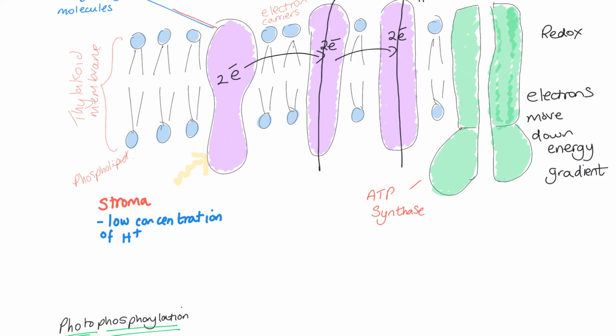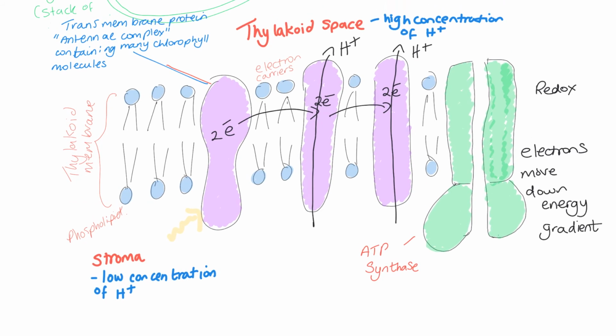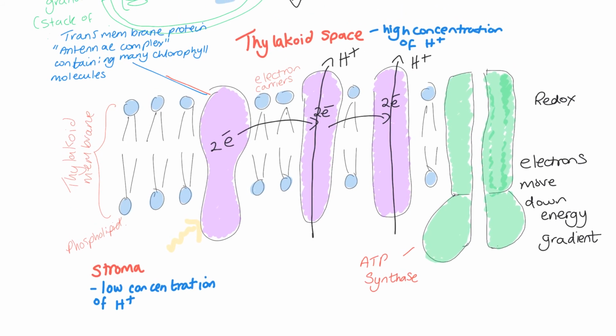So you can see down here that it says in the stroma there's a low concentration of protons, and in the thylakoid space there is a high concentration of protons. There are two things that cause this high concentration of protons to build up in the thylakoid space, and we're going to talk about each of them in turn. The first is the movement of the protons from the stroma up into the thylakoid space via active transport.